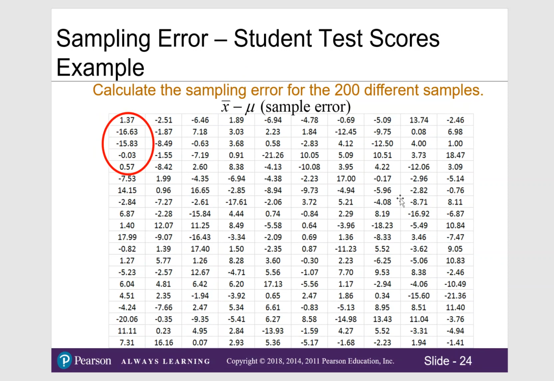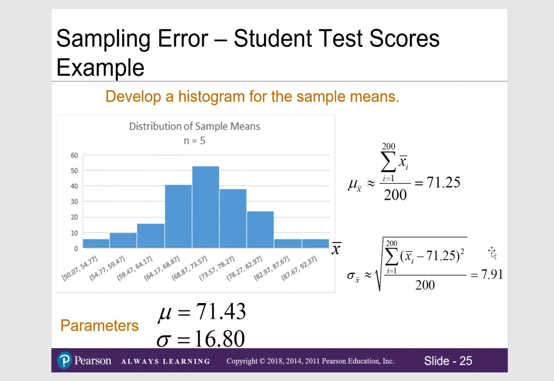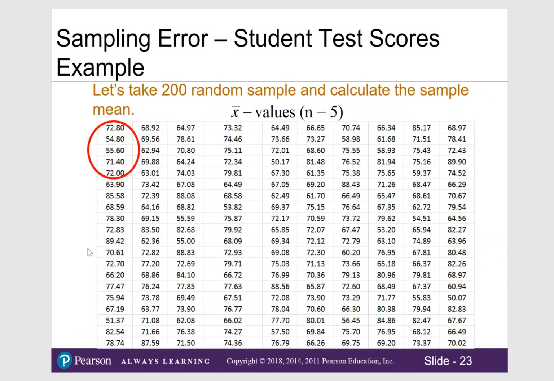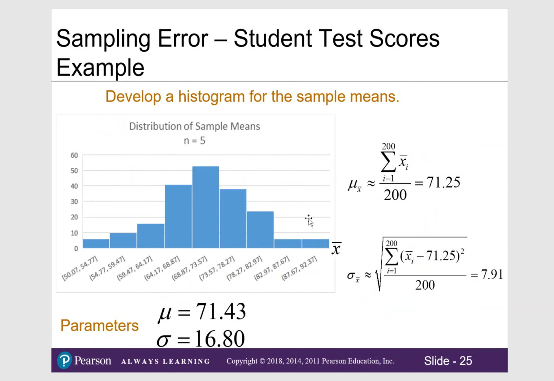So if we take those and subtract the mean from them, we get their sample errors. See how these vary quite a bit. Got some negatives, some positives, some big stuff, some little stuff. I can take those and then build a distribution. What this is, I took all those sample means back in slide 23, and then I stacked them together into a histogram. Now what do you notice about this histogram?